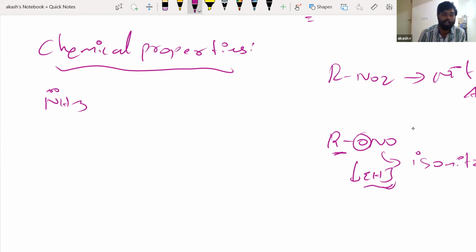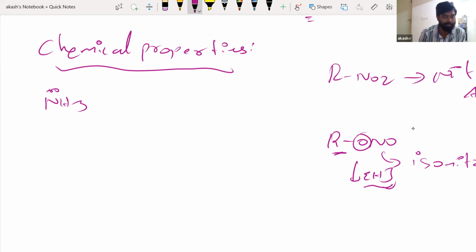One is what is called your Lowry-Bronsted theory. The other one is what is called? Lewis theory. So what does Lowry-Bronsted theory say? Lowry-Bronsted theory says whichever is able to donate a proton is an acid and whichever is able to accept a proton is a base. Now, what do you mean by a proton if you try to imagine?